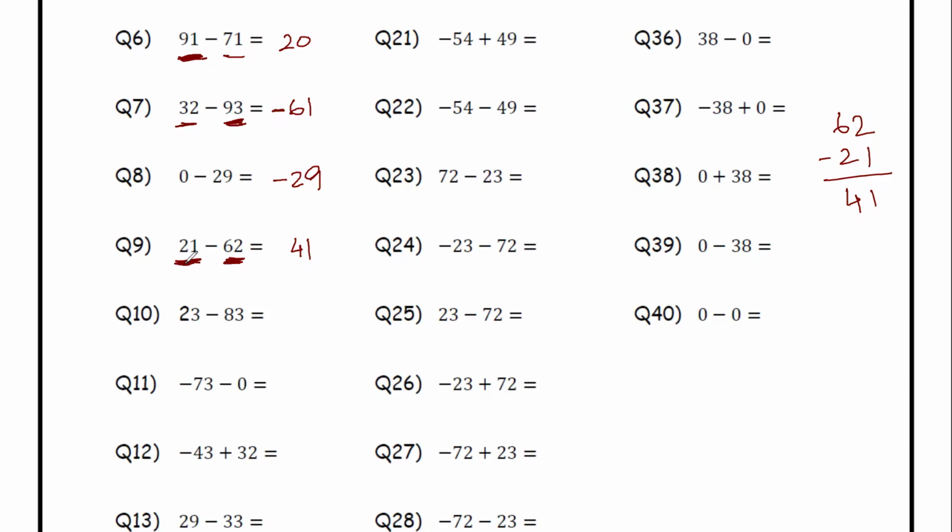Magnitude or absolute value simply means the number on its own without the positive or negative sign. So which is the bigger number between the two of them? 62. What sign does the 62 have? It has a negative sign, therefore the output will be negative.